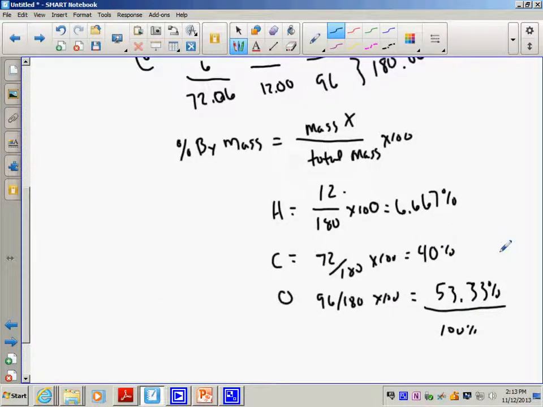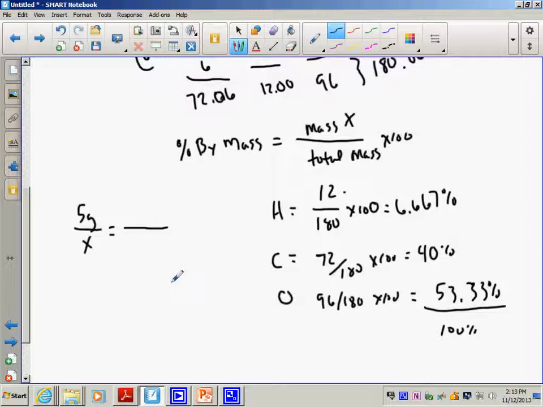Here's an example. If I have a 5-gram sample of glucose, what are the individual masses of each one? Now, I can just go like this. There's a lot of ways to solve this. I'm going to use a ratio for this guy. And I'm going to go 5 grams over X weight. Now, this is the total mass. This is the mass of what I'm looking for. Let's say either hydrogen, carbon, or oxygen. And let's just use a little proportion.